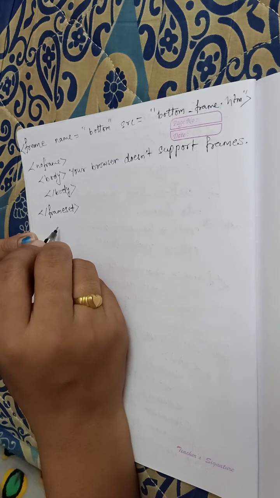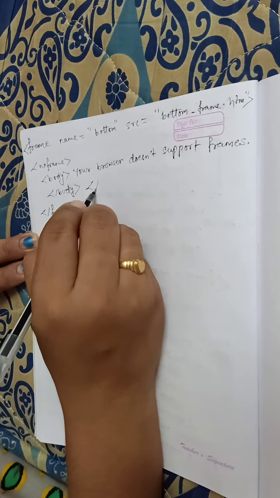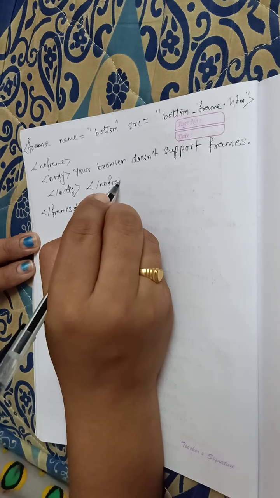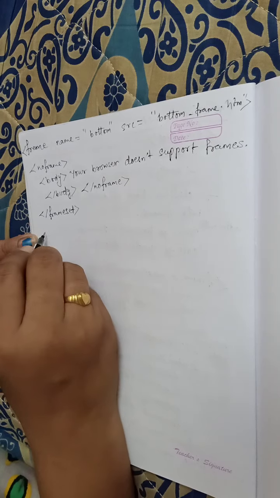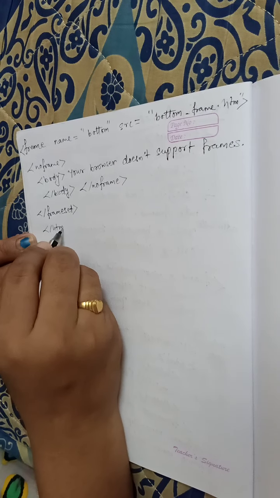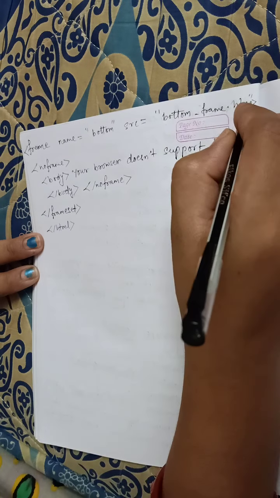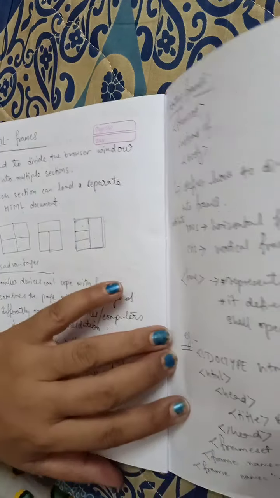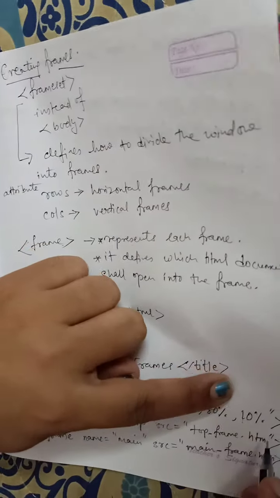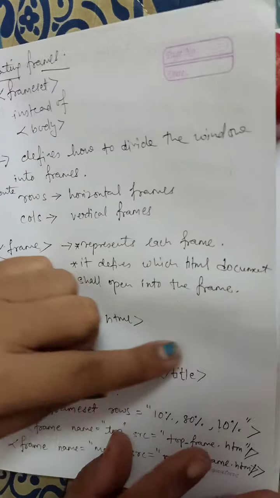Now I will be ending the frameset tag. Sorry, noframes is there, so I have to end the noframes tag first, then I will end the frameset tag, and finally my HTML. This tag also I'll be ending here like this. The frame tags I have mentioned and ended.